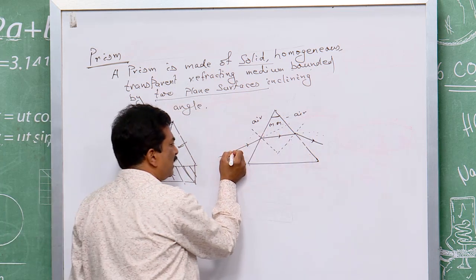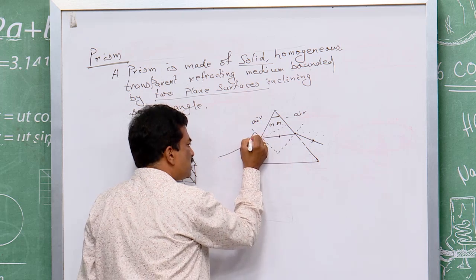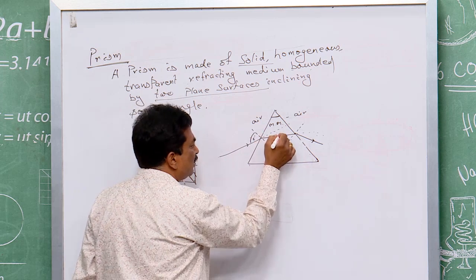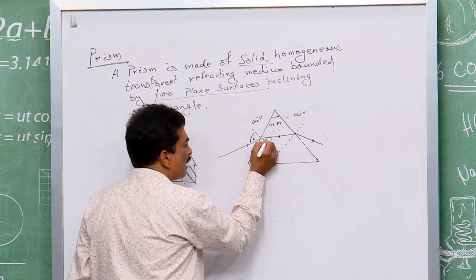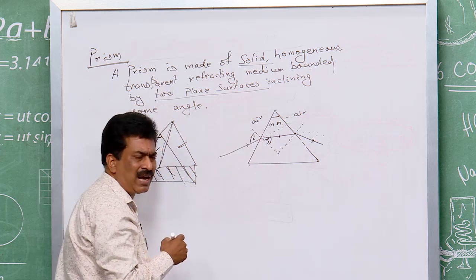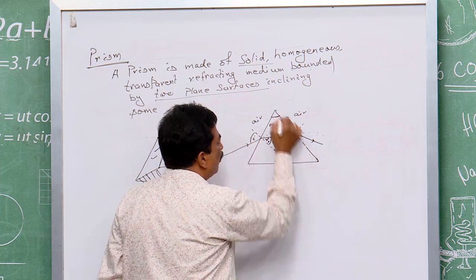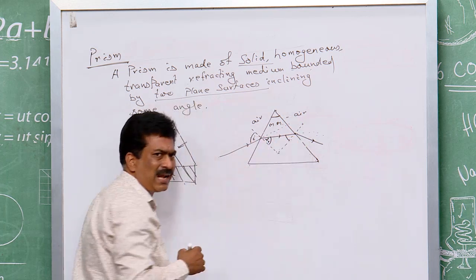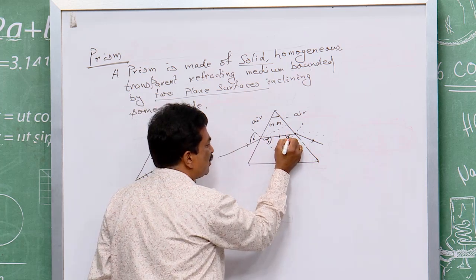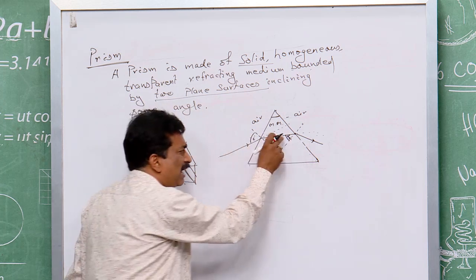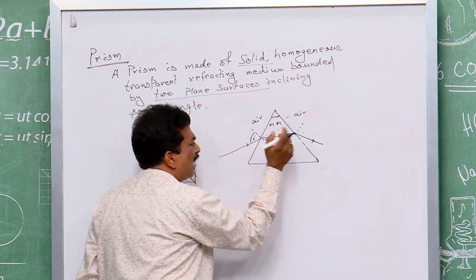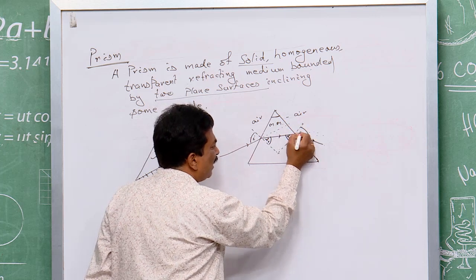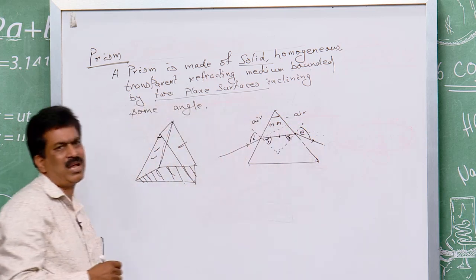So this is the incident ray, this is the normal, and this is the angle of incidence. Let us take this as I. This is the normal, this is the refracted ray. Let us take this angle of refraction as R1. Again this refracted ray will behave as the incident ray for this surface, so this will be the angle of incidence, which I have named R2. This is its final ray. This is the normal, and this is the angle of emergence.